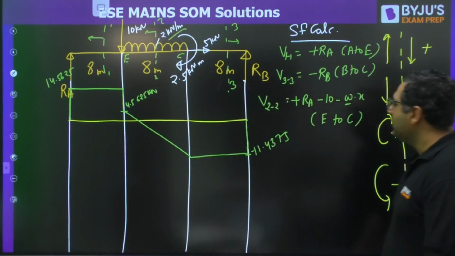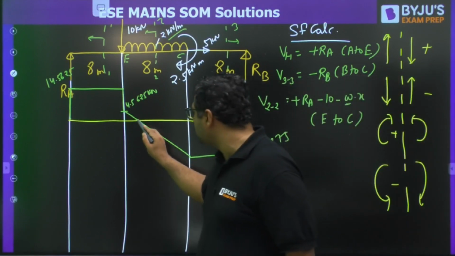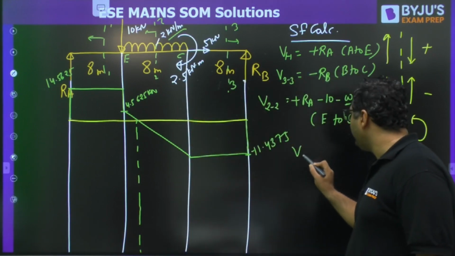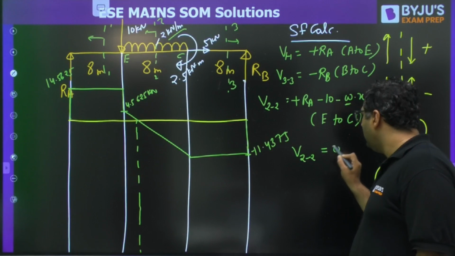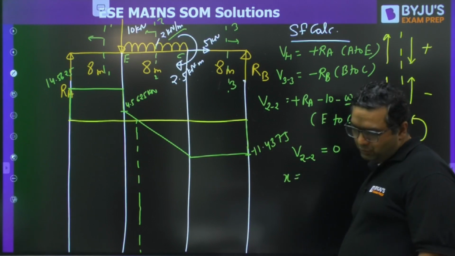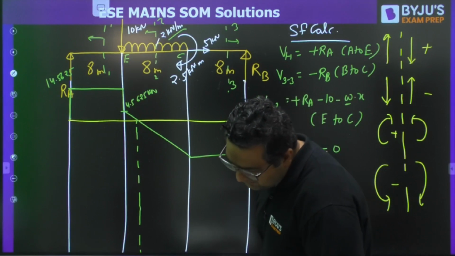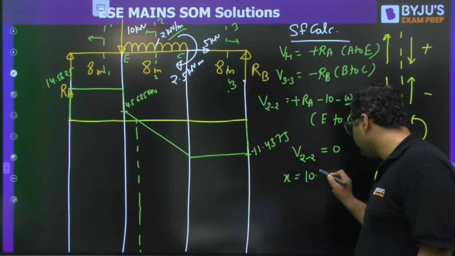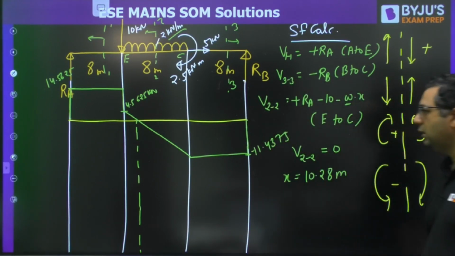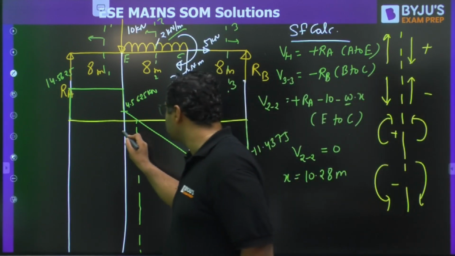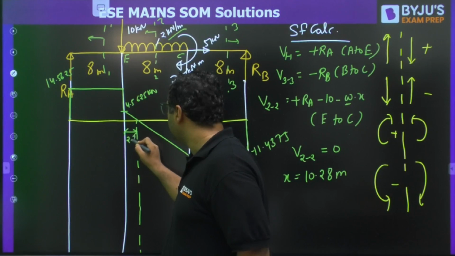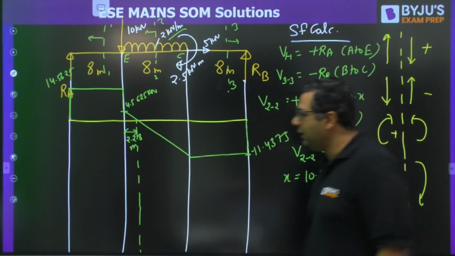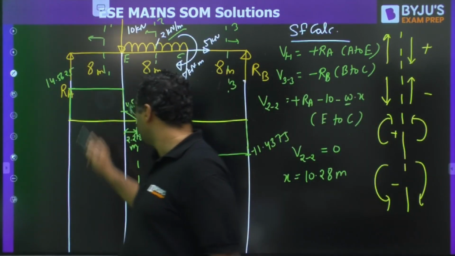Okay. So, my dear, you need to find the point where shear force changes its sign, because this is the point where we will get the bending moment to be maximum. For that, you need to equate V22 to 0, and that will give you the X value, which is 10.28 meters. Okay, so this is 2.28. This is the SFD.